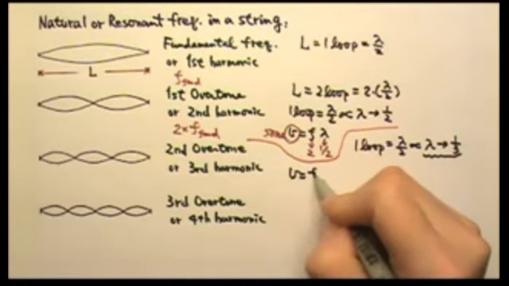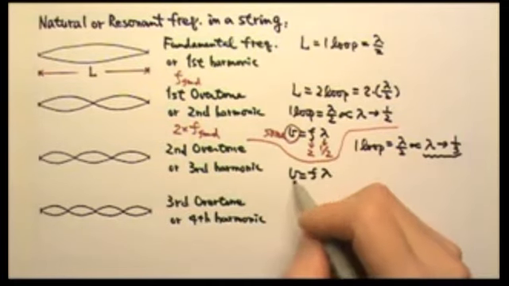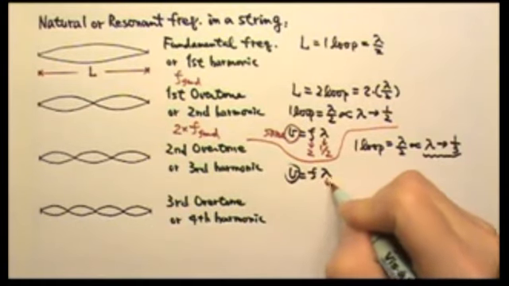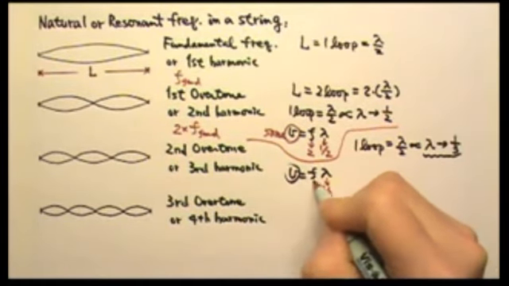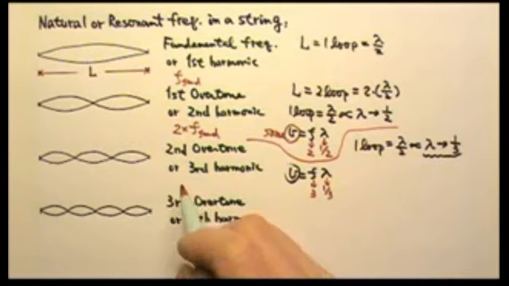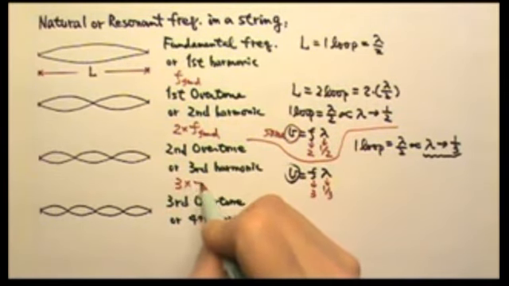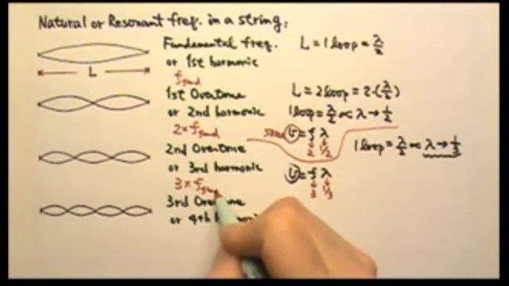Because speed equals frequency times lambda, just like before, the speed is the same. That means if the wavelength changes by a factor of 1/3, the frequency must triple. So the third harmonic must have a frequency that is 3 times the fundamental frequency.